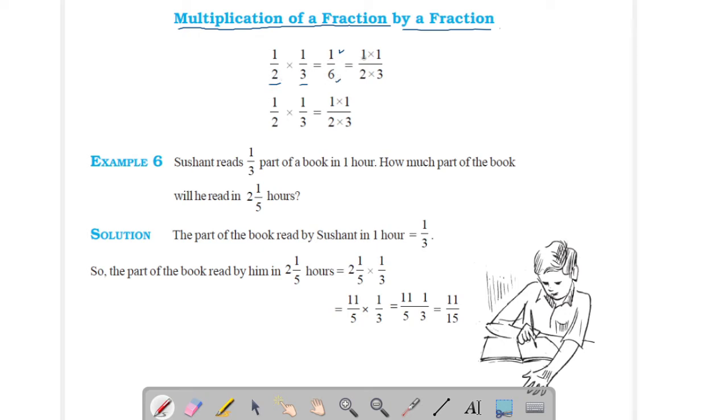This can be written as 1 into 1 upon 2 into 3. It means 1 upon 2 into 1 upon 3 can be written as 1 into 1 upon 2 into 3, that is 1 upon 6. This is your answer. Now come to example 6.